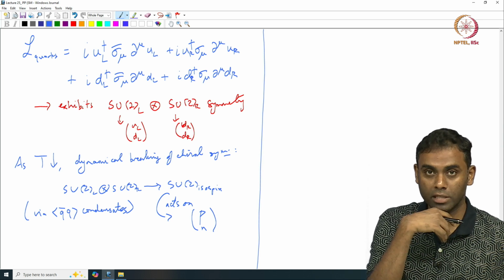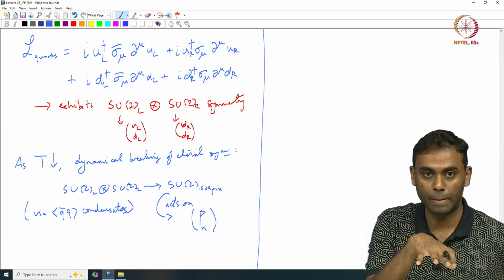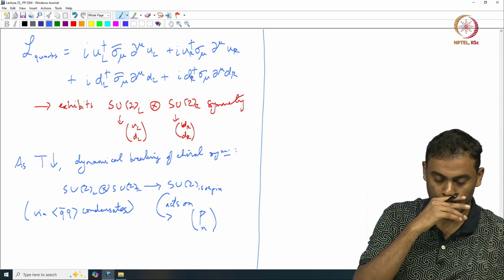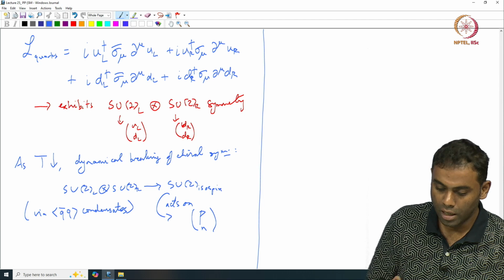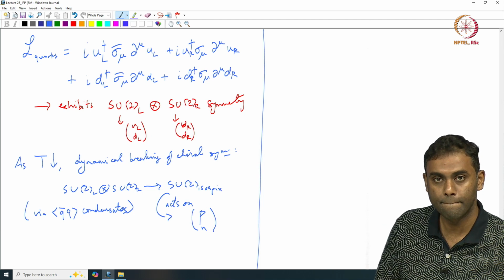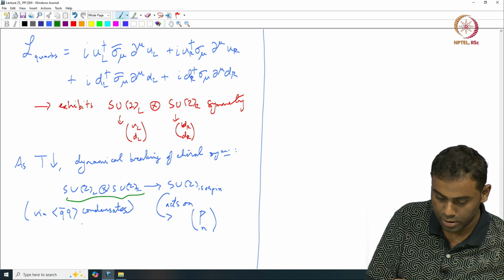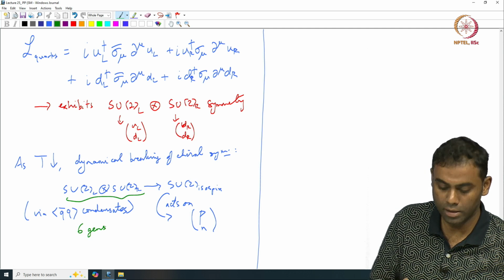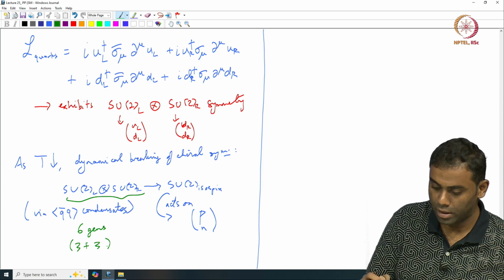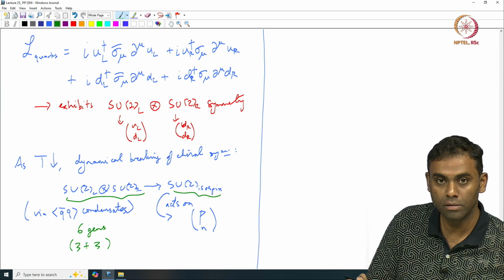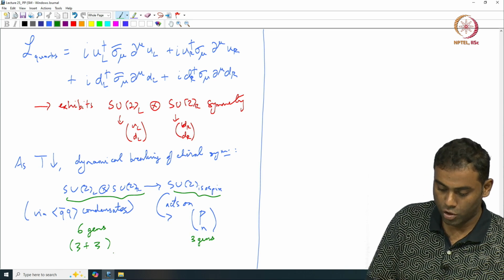This is a very unique mechanism in nature where you do not have to do anything, nature does the breaking for you, that is why it is called dynamical. Okay. So, that may be so, but relevant to our discussion is how many generators are broken here? Would you agree that I start with 6 generators? Why? SU2 has 3 generators, right. So, I have 3 plus 3 generators, and in the end I end up with how many? 3 generators, right. So, how many generators are broken now?